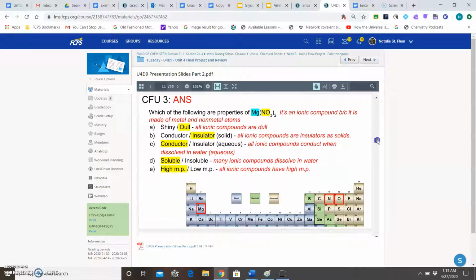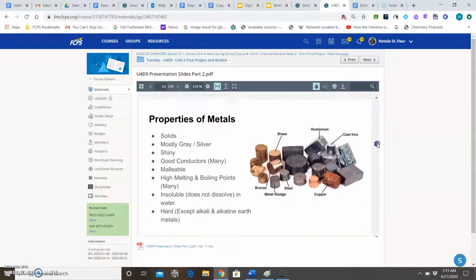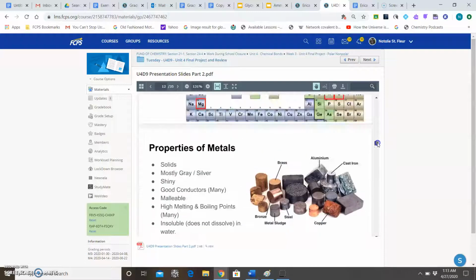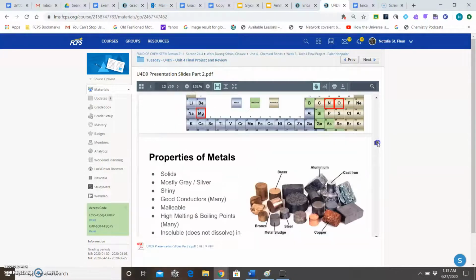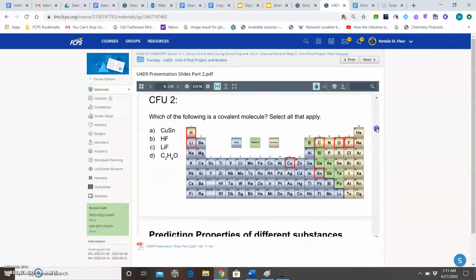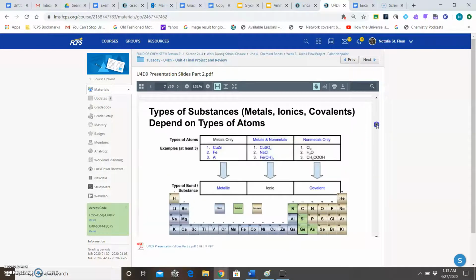All right, so the answer for that will depend on which one had all nonmetals. Now, if you're not sure exactly how to figure that out, that information is here, types of substances. So if your atoms are metals only, it's going to be metallic. If your substance has metals and nonmetals, it's ionic. And if your substance has nonmetals only, it's covalent.